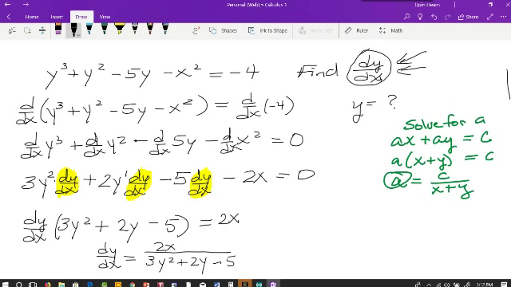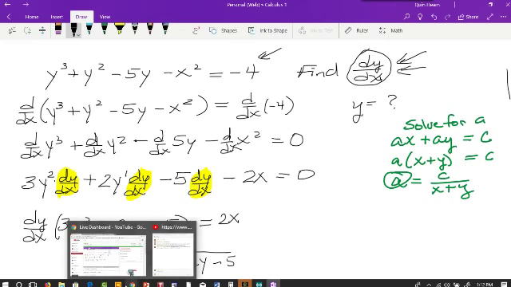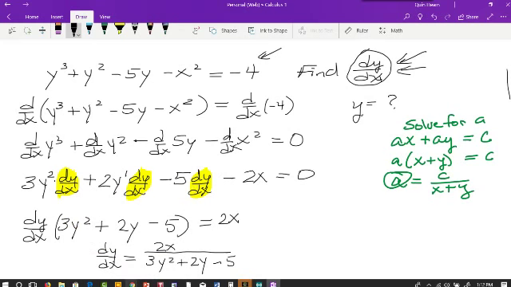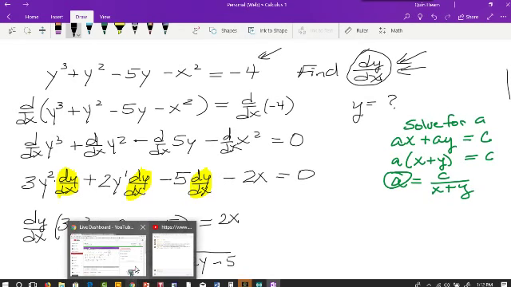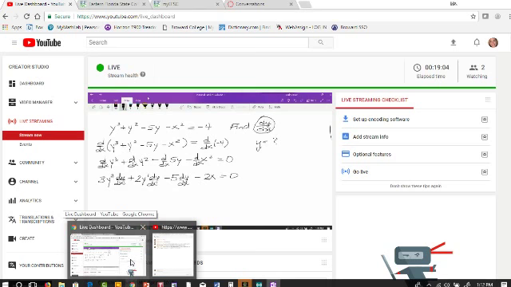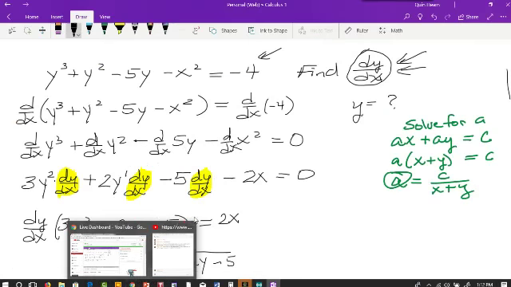So this gives us a formula for the slope at any pair of coordinates that was on this original equation in two variables. So that's what implicit differentiation means.